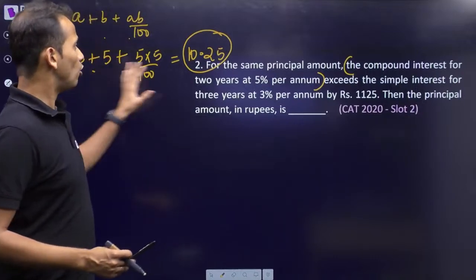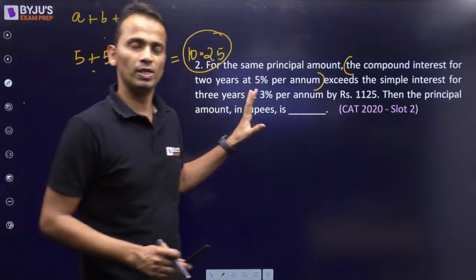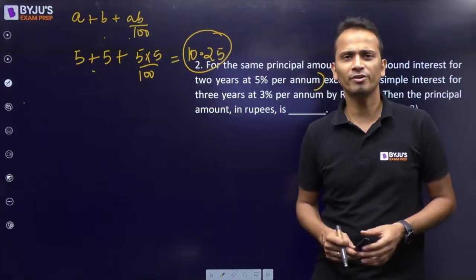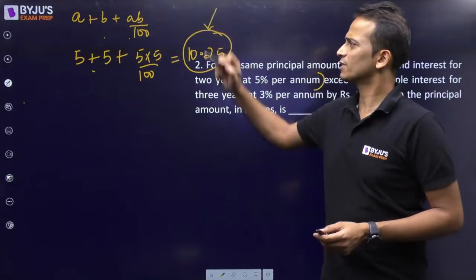Okay. Now all these things can be done orally as well. These are very simple values, 5 plus 5 plus 5 into 5 upon 100. So this can be worked out orally too. Okay.